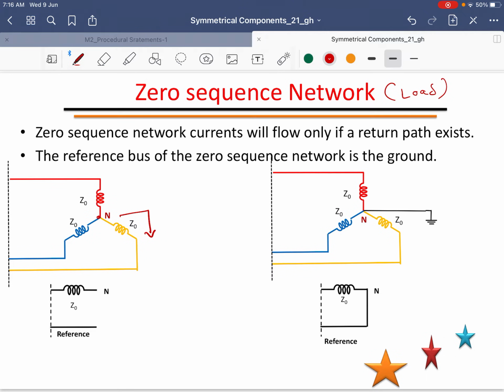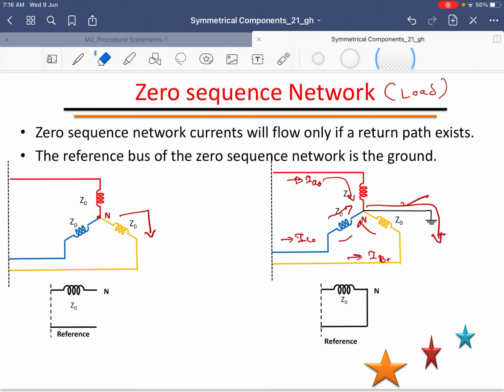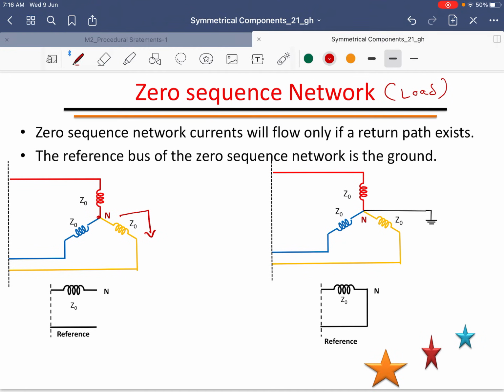In contrast to this, suppose the system is grounded, as I have shown here. If you assume the currents entering here, you can call them IA naught, IB naught and IC naught. In that case, all the currents entering here flow through and then pass to the ground. Therefore, on a single phase basis, if you trace the current direction, the current per phase flows here, passes here, and flows to the ground. Therefore, the network can be completed to the ground through this grounded wire. Therefore, a return path is there.